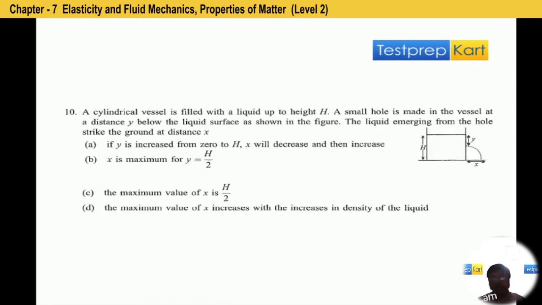Now we are coming to the next question. A cylindrical vessel is filled with liquid up to height h. A small hole is made in the vessel at a distance of y below the liquid surface, as shown in the figure. The liquid emerging from the hole strikes the ground at a distance of x. So what will be the answer of this question, right?